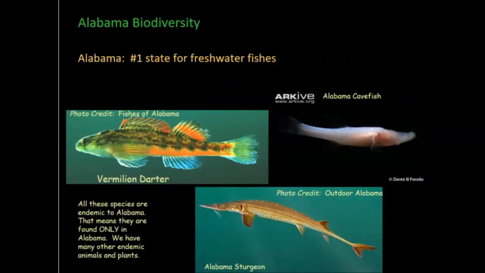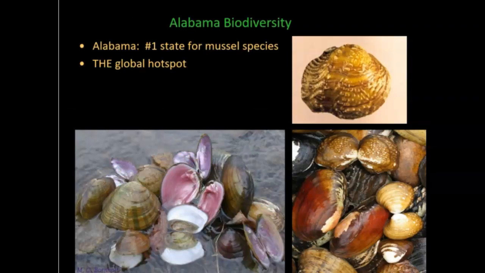Number 1 would be freshwater fishes. The state has more freshwater fishes than any other state in the U.S. Everything from colorful darters like you see on the left to blind cavefish that are found deep below ground to strange species such as sturgeon that you see at the bottom. We are also the number 1 state for mussel biodiversity. And if you look at the global scale, we are the global hotspot for mussel biodiversity. There are more mussels in just the Cahaba River, which is found right here in the Birmingham area. There are more mussels in the Cahaba than in all of Europe combined.